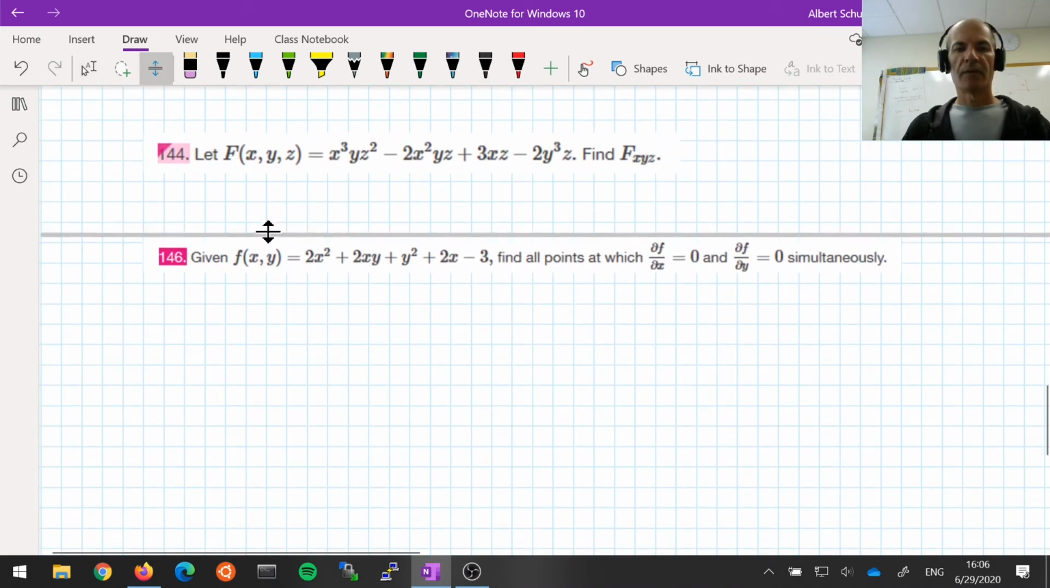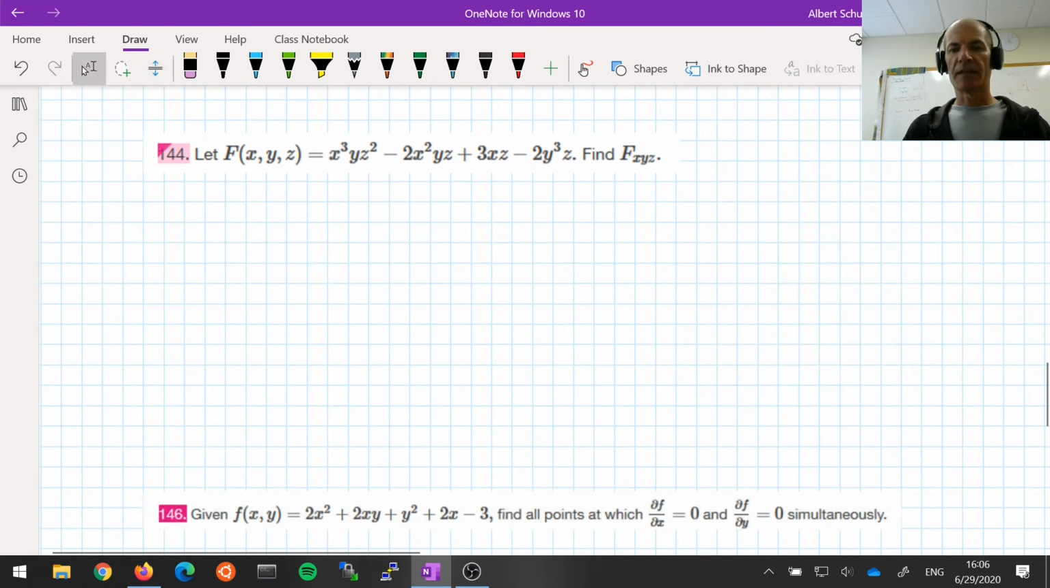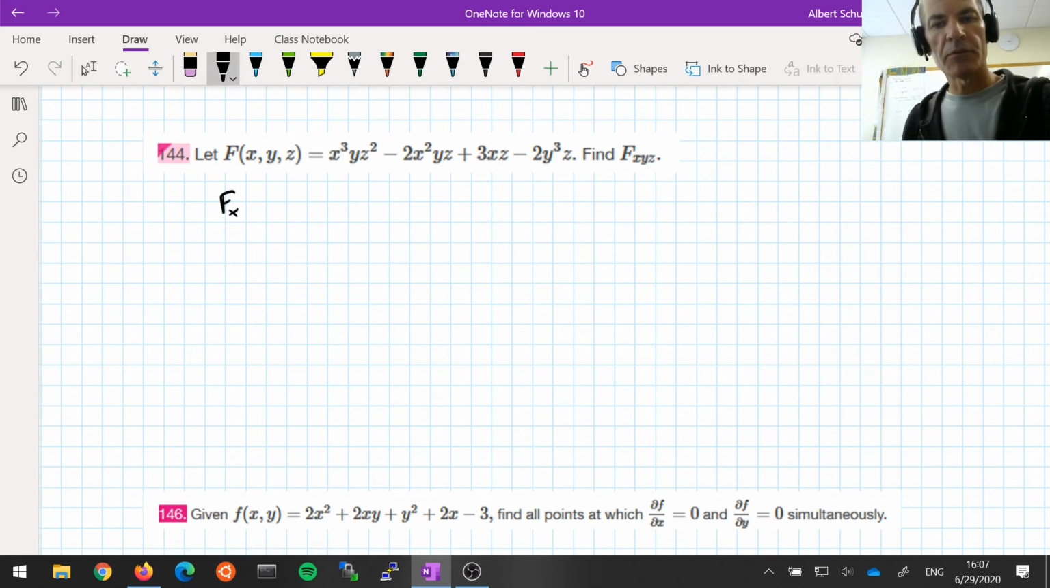All right, and we're really upping the ante here. We're doing a third derivative, partial of f with respect to x, followed by the partial with respect to y, followed by the partial with respect to z. So this is going to be a bit of work. We'll start with the partial of f with respect to x. We go through each term. We hold the y and z variables constant. We get 3x squared y z squared. Those are constant.